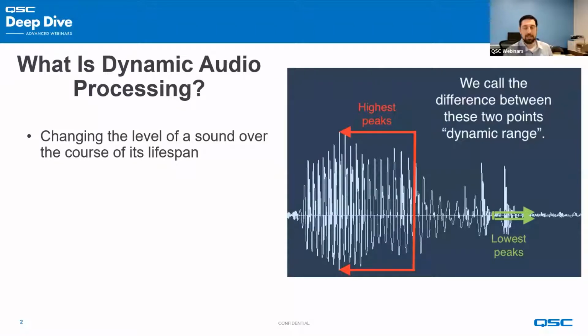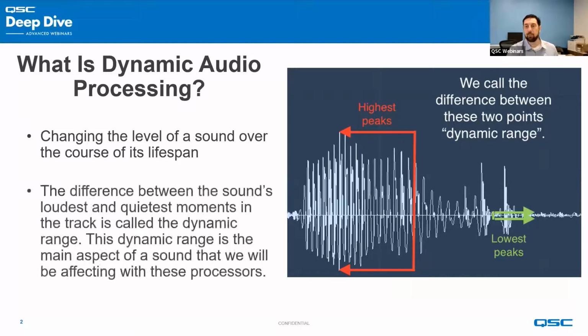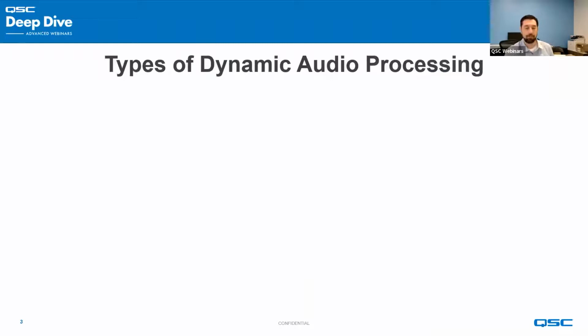What you end up seeing in this graphic over on the right is a demonstration of dynamic range. Dynamic range is the difference between the sound's loudest and quietest moments. This is exactly what we're going to be working with in these processing blocks. We're going to be working between these two points, inside this dynamic range.